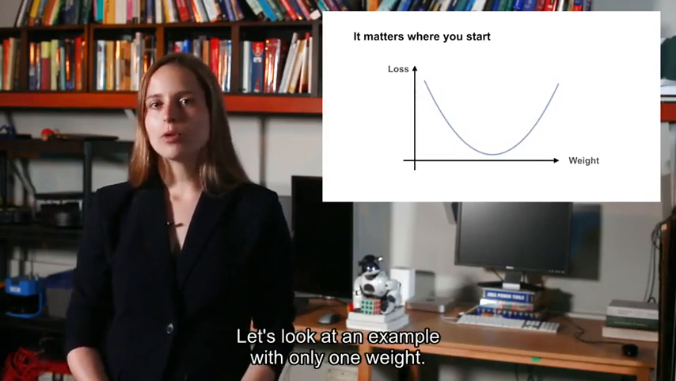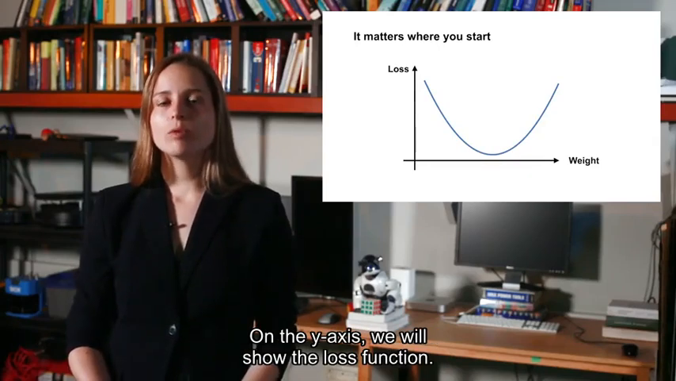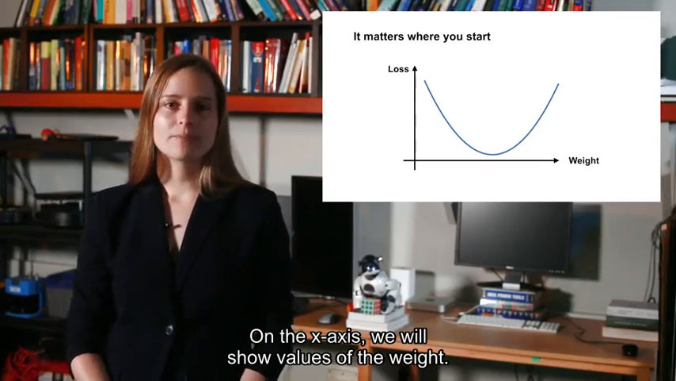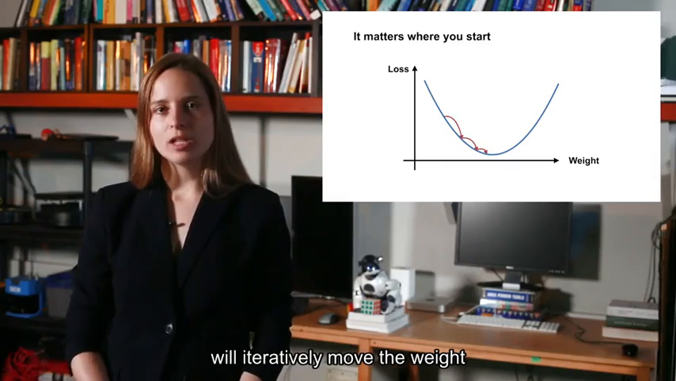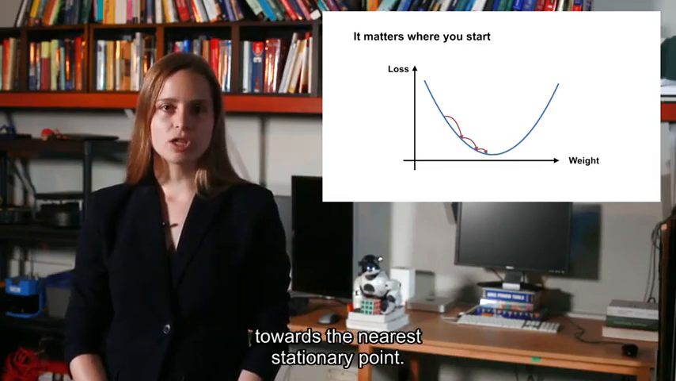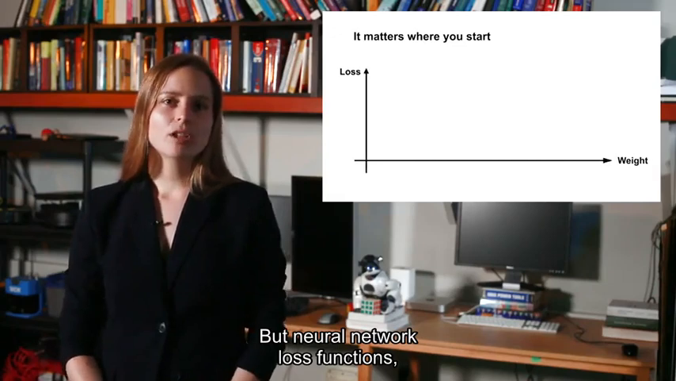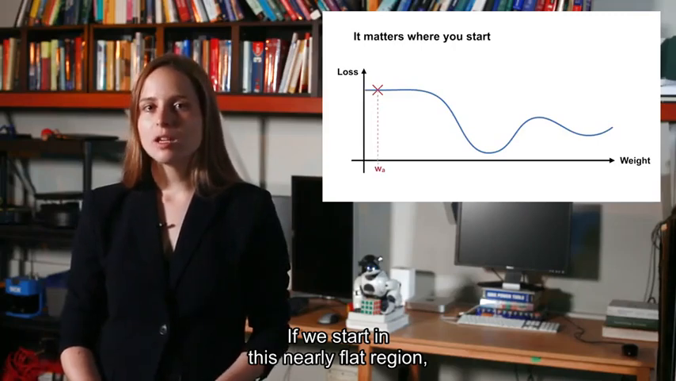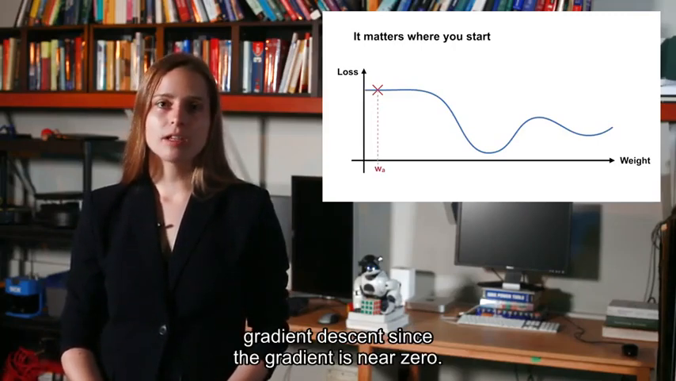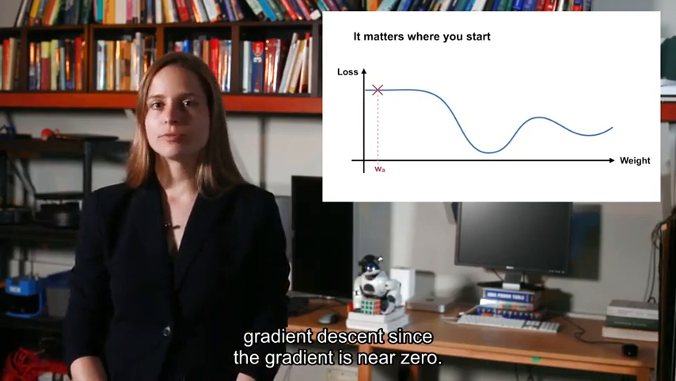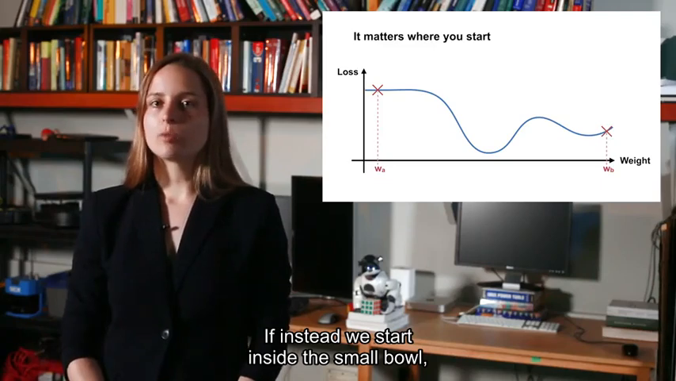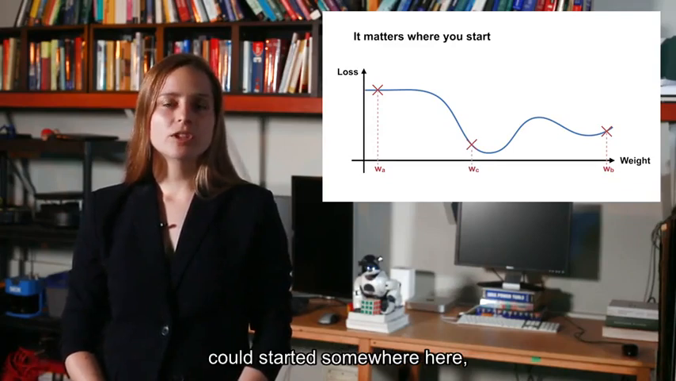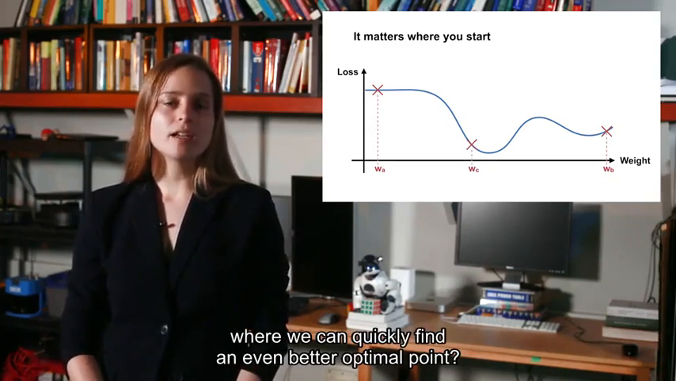Let's look at an example with only one weight. On the y-axis, we will show the loss function. On the x-axis, we will show values of the weight. As you know, gradient descent will iteratively move the weight towards the nearest stationary point. But neural network loss functions are not quite so simple. If we start in this nearly flat region, it can be hard to make any progress with gradient descent, since the gradient is near zero. If instead we start inside this small bowl, then we can quickly find the local optima. But wouldn't it be nice if we could start somewhere here, where we can quickly find an even better optimal point?